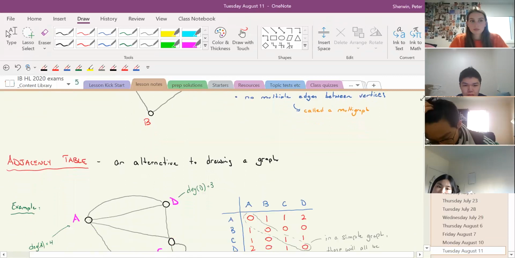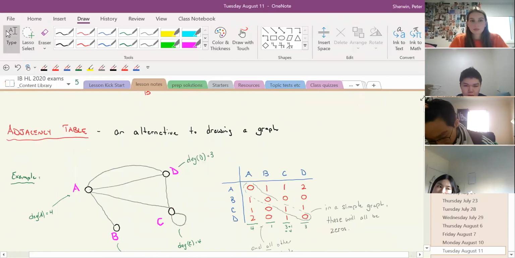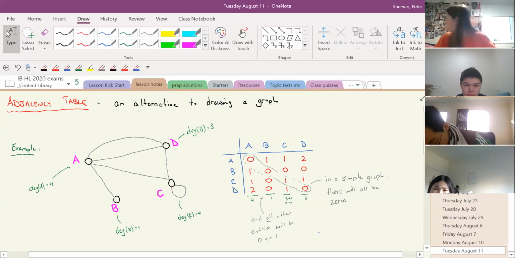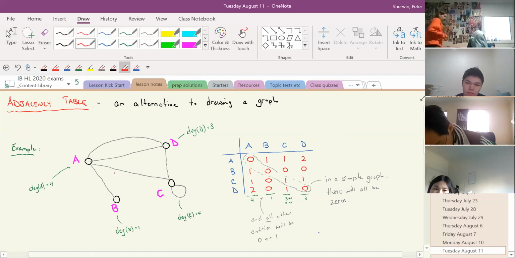Okay, moving on, adjacency tables. Adjacency tables are a way of representing, so this is the table here on the right, graphs to tables, tables to graphs. We do need to be able to work both ways. Okay, so I've drawn a graph here, A, B, C, D. Is it simple?